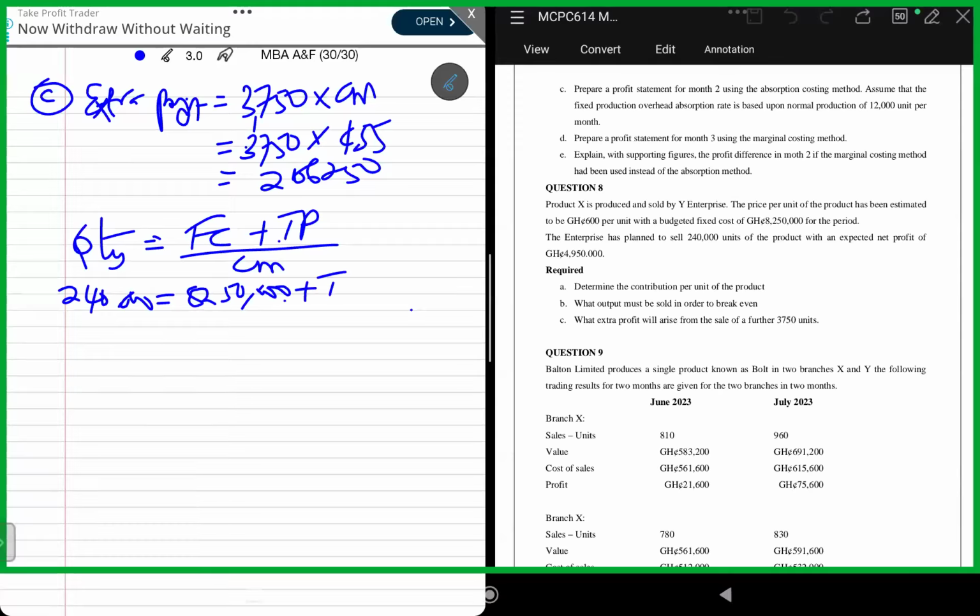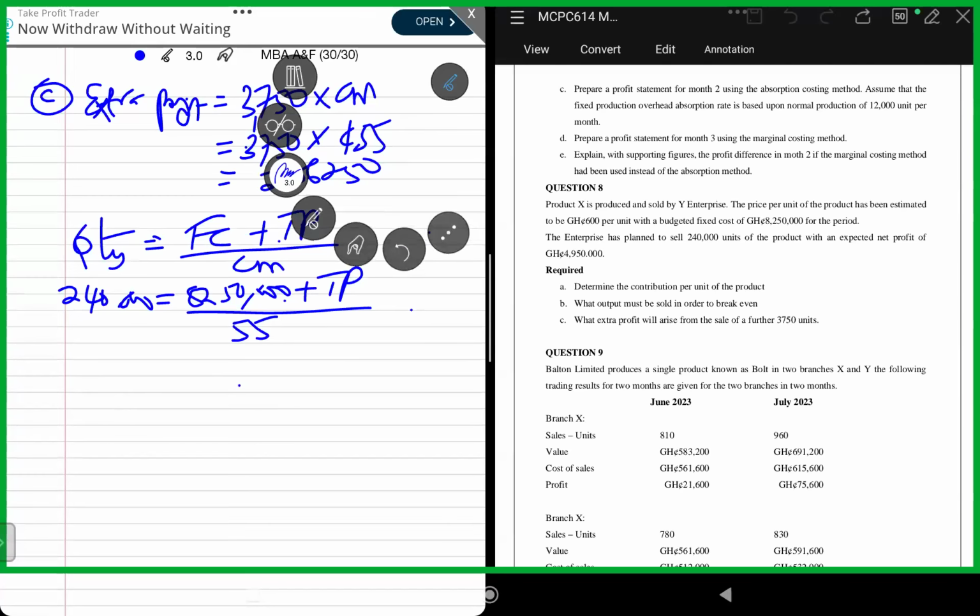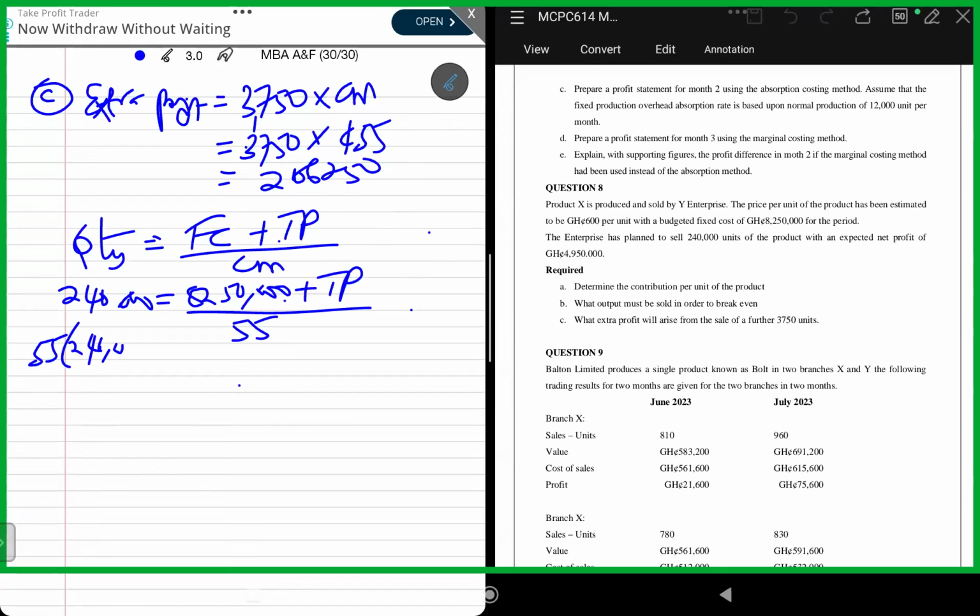8,250,000 plus the target profit we are going to find, over the contribution margin of 55. Then we multiply the 55 by the 240,000 units, which equals the 8,250,000 plus the target profits. So what does 55 times 240,000 give us? Why are we using the 240,000?